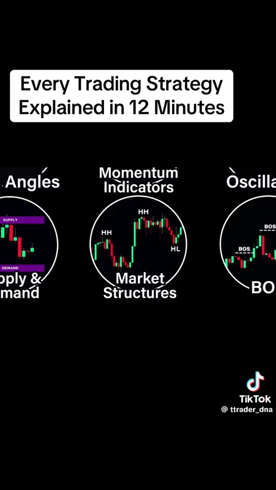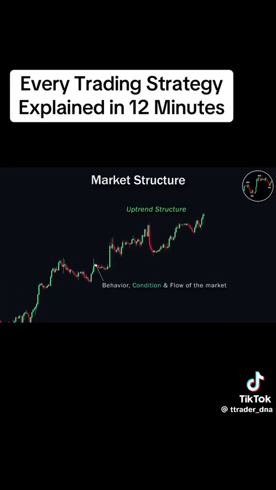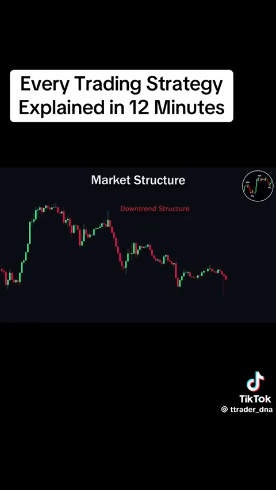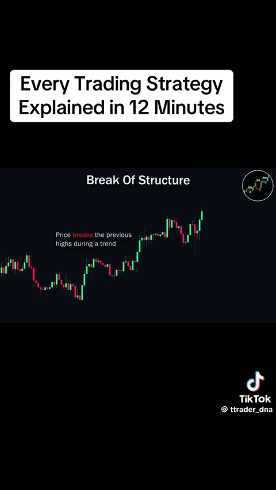Market structure. Market structure is when a trader analyzes the behavior, condition, and flow of the market. An uptrend structure is characterized by price forming higher highs and higher lows, while downtrend structure is characterized by price forming lower highs and lower lows. Break of structure. It is when price breaks the previous price peak during a trend.